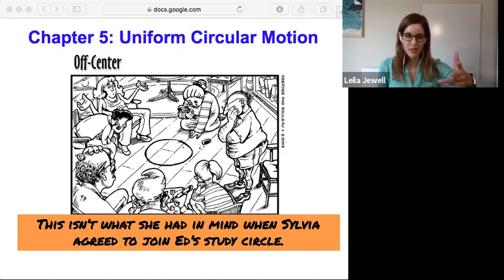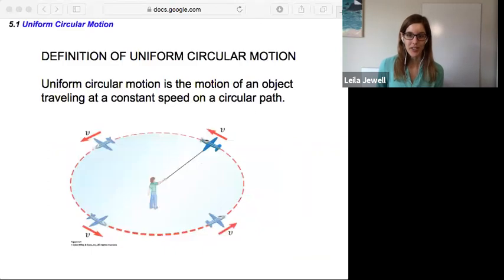And to help introduce it, we have this comic. The caption says, "This isn't what she had in mind when Sylvia agreed to join Ed's study circle." Yes. Well, we will be studying circles, all right. And hopefully you also have your own study circle to work through these problems together at this point.